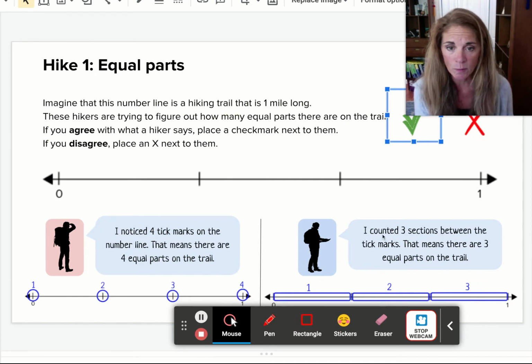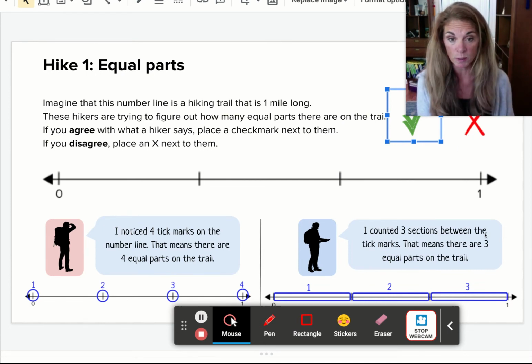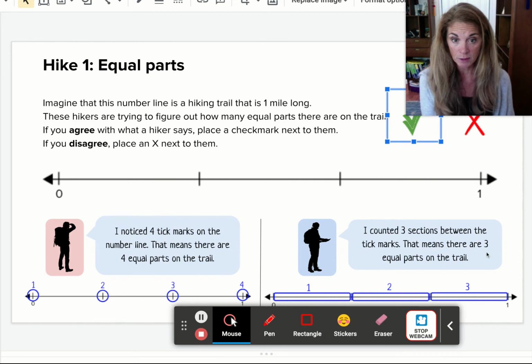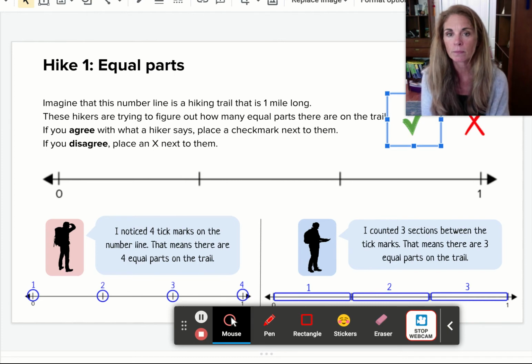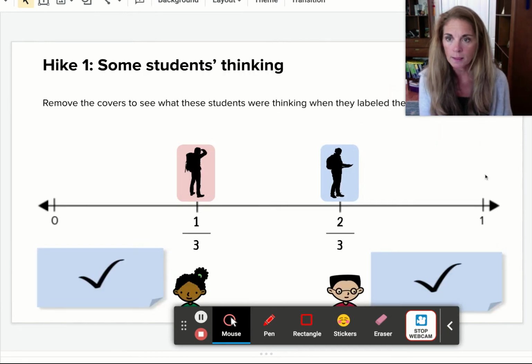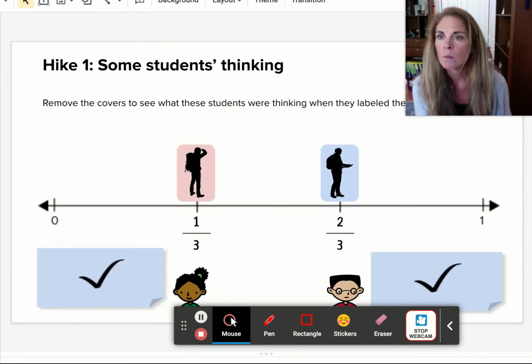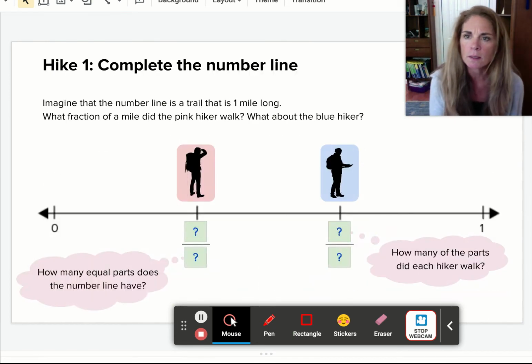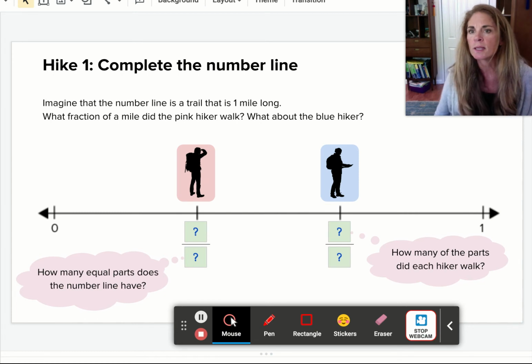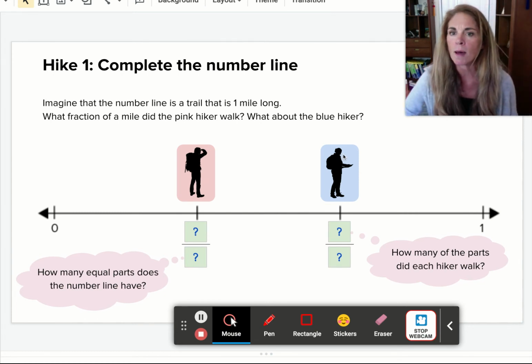He says, I counted 3 sections between the tick marks. That means there are 3 equal parts on the trail. Do you agree or disagree? If you agree, put the green check mark on this guy. If you disagree, put the X. Let's see. Remove the covers to see. Oh, wait a minute. Did we go beyond one? No, we didn't. Okay, imagine the number line is a trail that is 1 mile long.